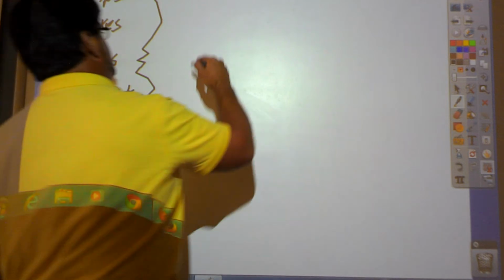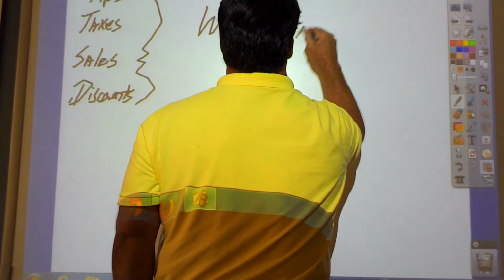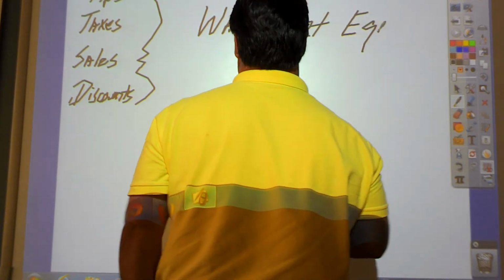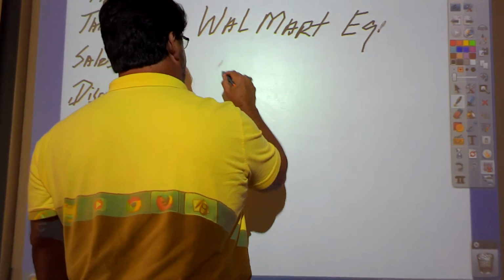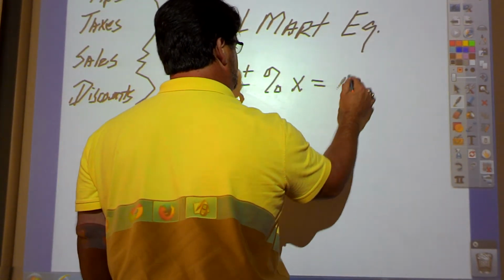I tell students to use the Walmart equation. And this is a Hubertism. You're not going to see it in the book. You're not going to see it anywhere. X plus or minus percentage X is equal to the total.